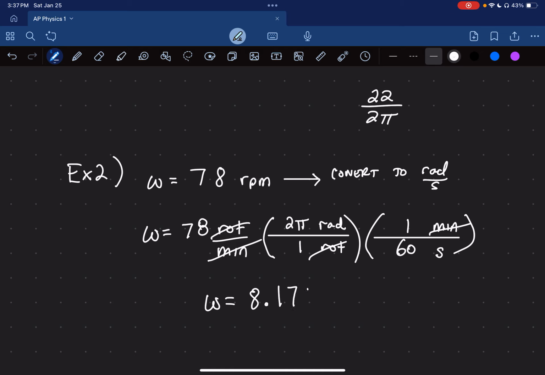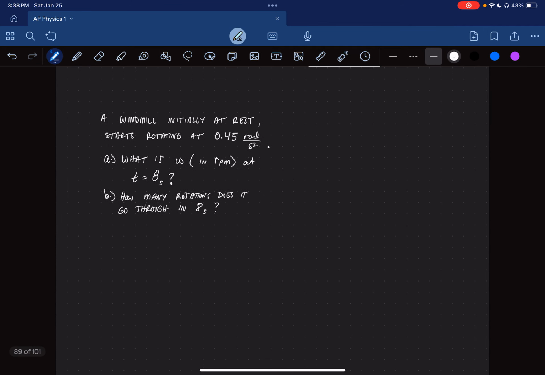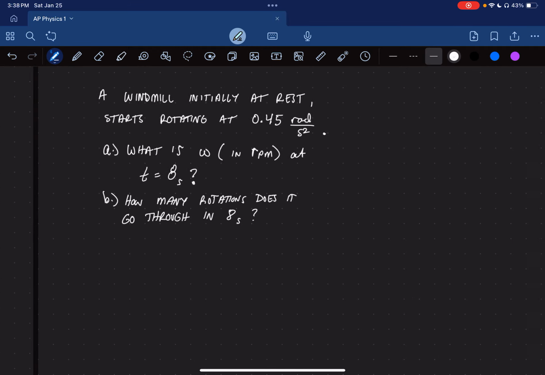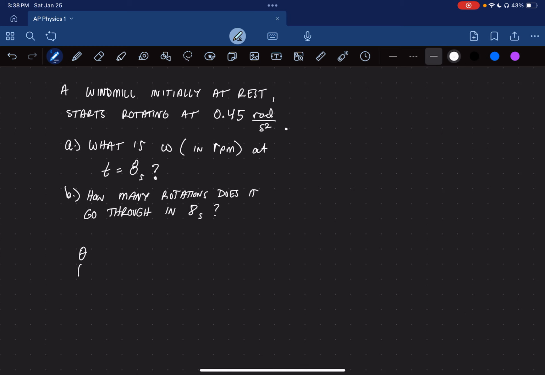8.17 radians per second. Looks good to me. Okay, conversions, that's good. We'll typically have a problem like this, though, where it's kinematics and we have to convert. So we'll do another example.